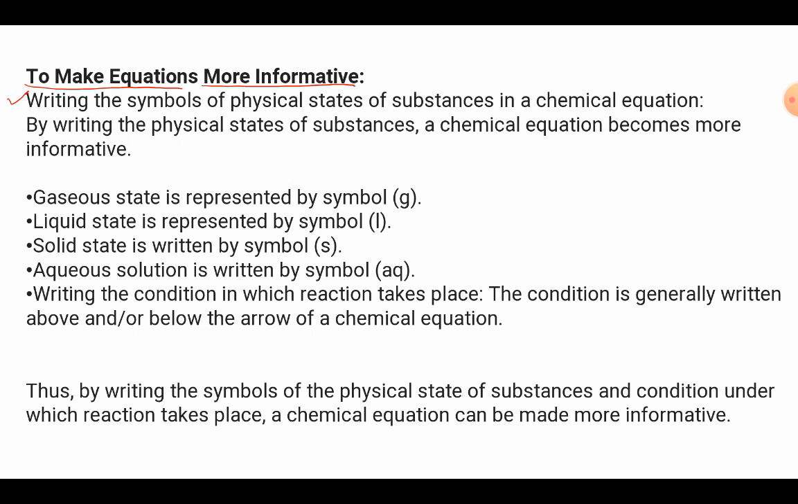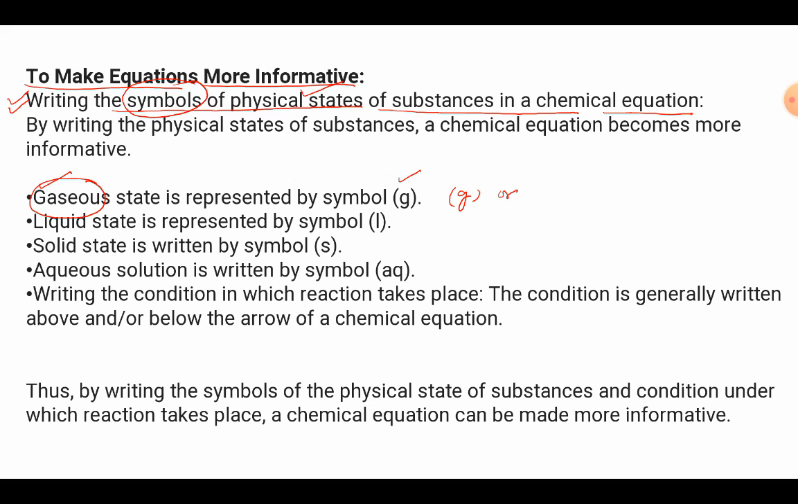So first of all, the very first way of making a chemical equation informative is that we write the symbols of the physical state of substances in a chemical equation, whether that substance is solid, liquid, gas, or a solution, whatever it is. So we are going to write the symbol of the physical state. It makes the equation very informative. If the substance is gaseous, we don't write the full word gaseous. For that we use the symbol small g inside the bracket.